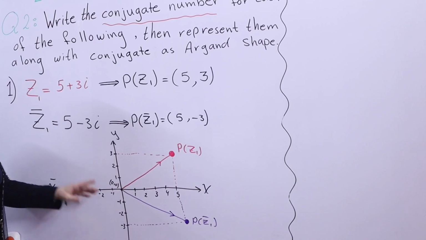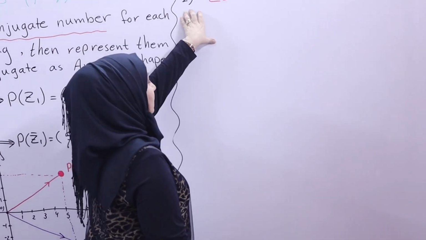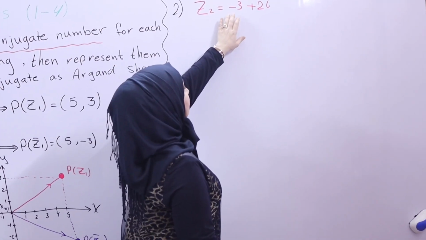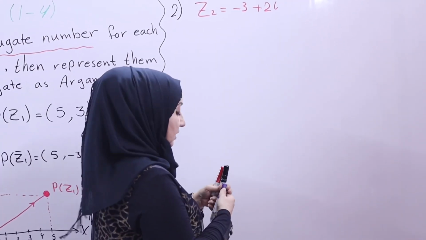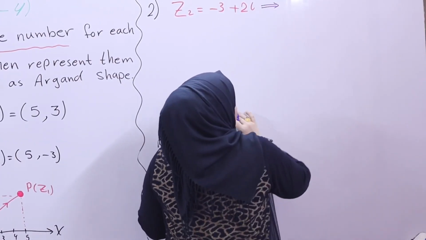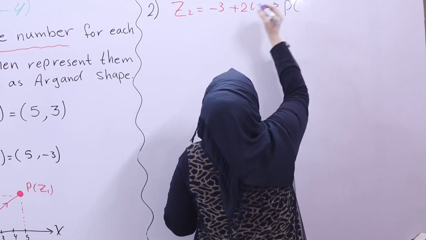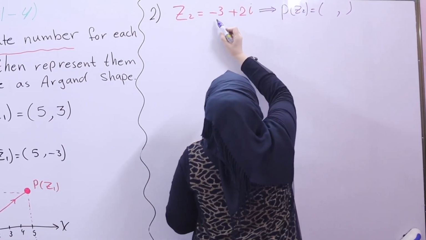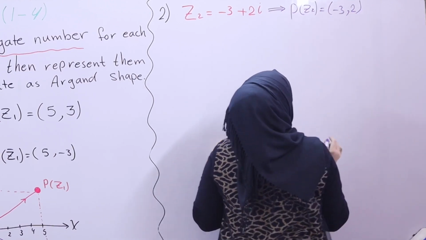This is the representation of number 1. Now we will draw section 2. Z2 equals negative 3 plus 2i. This is the complex number in section 2, so we can write the Cartesian form for this complex number, which will be the point which represents Z2. The real part will be the x coordinate and the imaginary part will be the y coordinate.